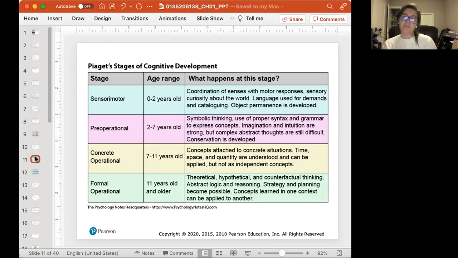The pre-operational stage is ages 2 to 7. In this stage, you've got symbolic thinking, use of proper syntax and grammar to express concepts. You see kids starting to form sentences and understand how they work. Imagination and intuition are strong, but complex abstract thoughts are still difficult, and conservation is developed, which means if I don't look at it, I know it's still there, right? So I'm going to leave my drink right here. I'm going to leave the room, and I know when I leave the room, it's still right there. Okay, yeah, right. Conservation.